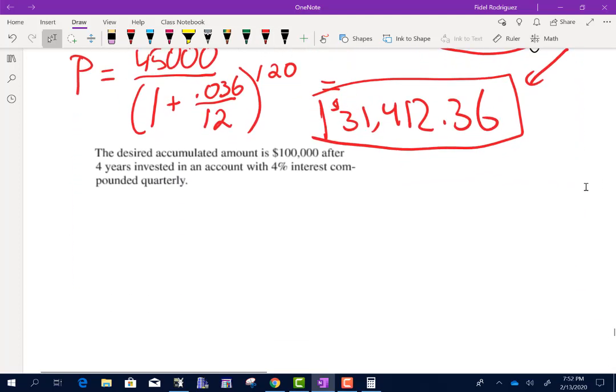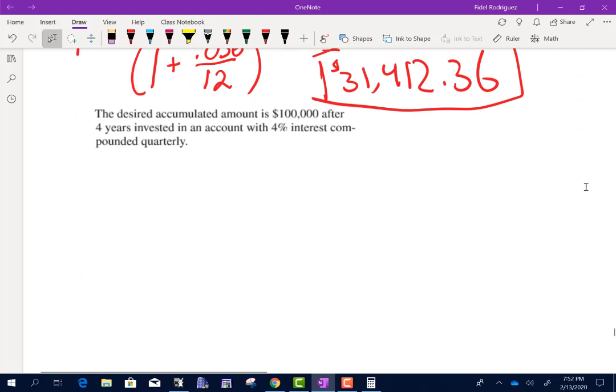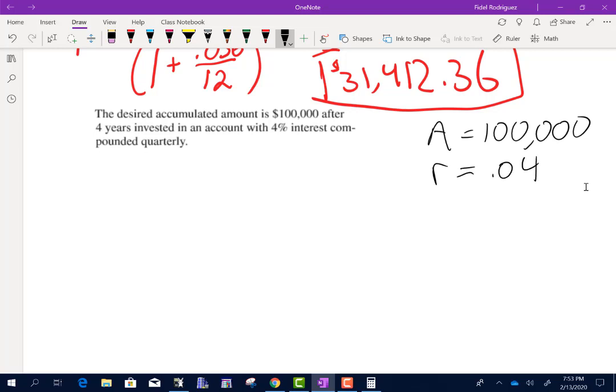Let's take a look. Another problem, almost identical. It says the desired amount is $100,000, okay? So I'm going to write this down. A, it's going to be 100 grand. Let's see, our interest rate is 4%, so that's 0.04. It says it's compounded quarterly, so again, n is 4. And my time in years is going to be 4 years.